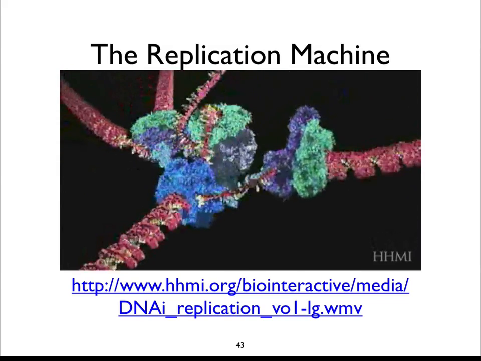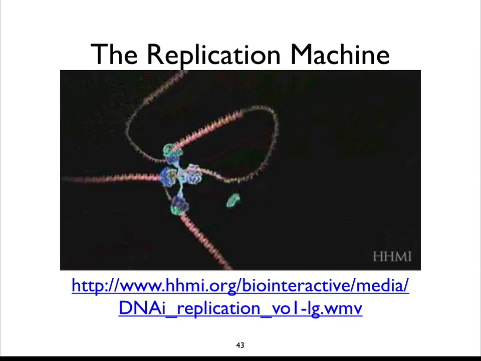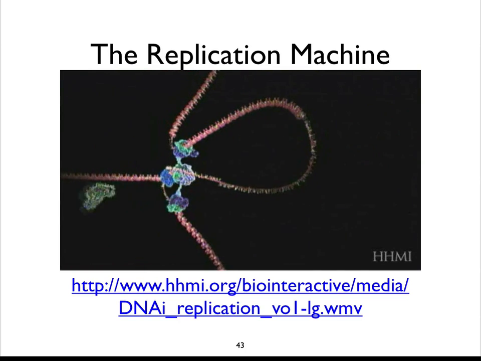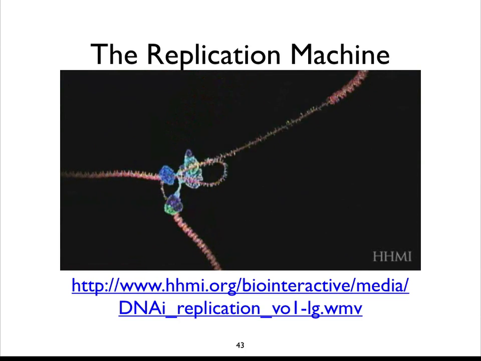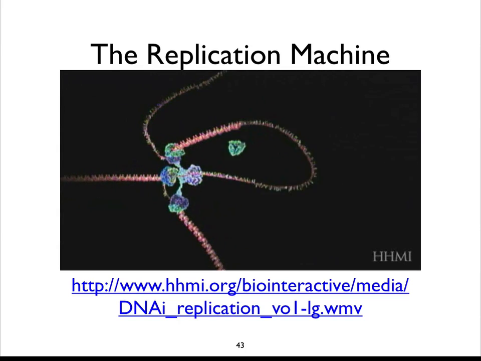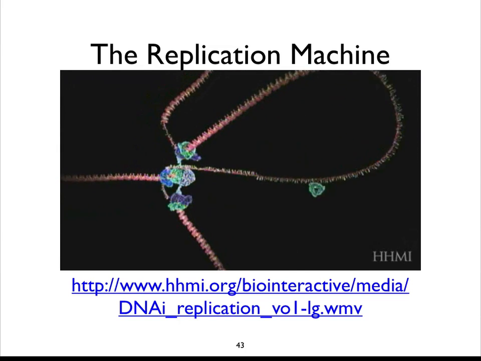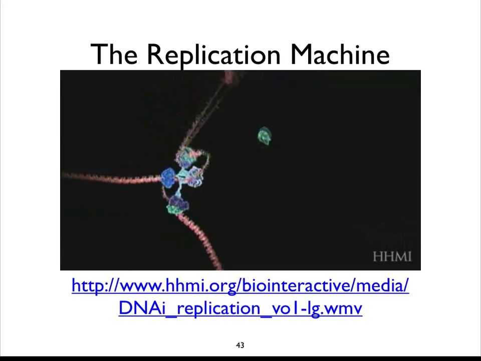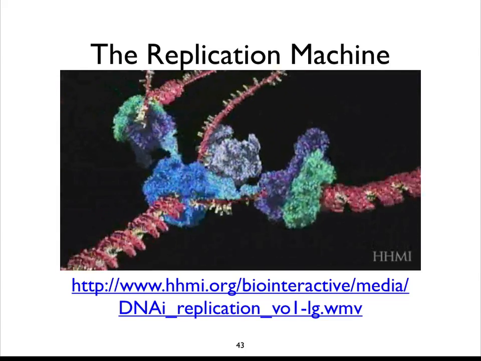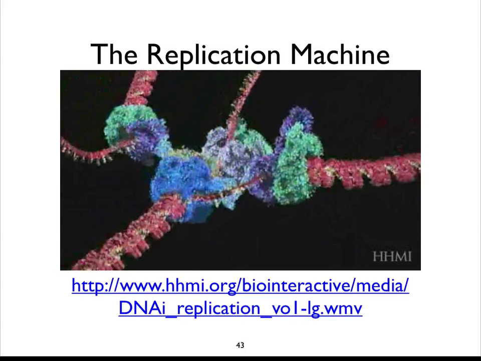So this is a diagram, a schematic of how DNA is replicated. And what you can see is that it's the DNA that's moving. We have this wonderful little machine that's making leading strand, looping out the lagging strand time after time, and you can see that this guy remains static.